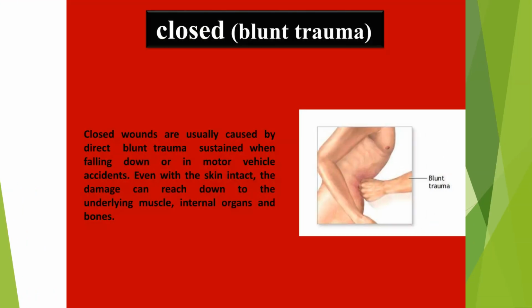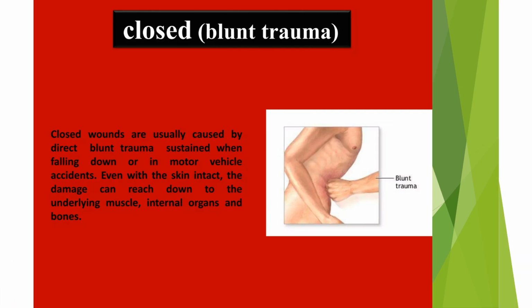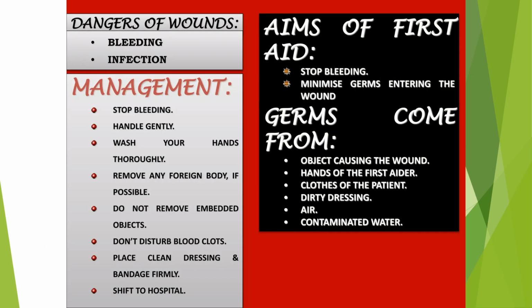Closed wounds result from direct blunt trauma, such as falling. Even with intact skin, the damage can extend to underlying muscle, internal organs, and bones. Dangers of wounds include bleeding and infection. First aid aims to stop bleeding and minimize germ entry. Germs come from the wound-causing object, hands of the first aider, patient's clothes, dirty dressing, air, and contaminated water.